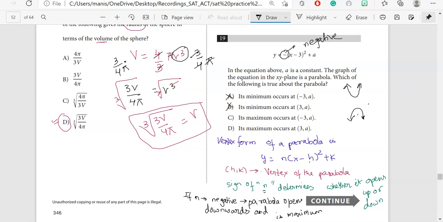Okay, so what happens over here is the vertex of the parabola will be what? h comma k. So where is this? This is your h comma k. So your vertex will be what? 3 comma a. So this means option D is the correct choice for this question over here.